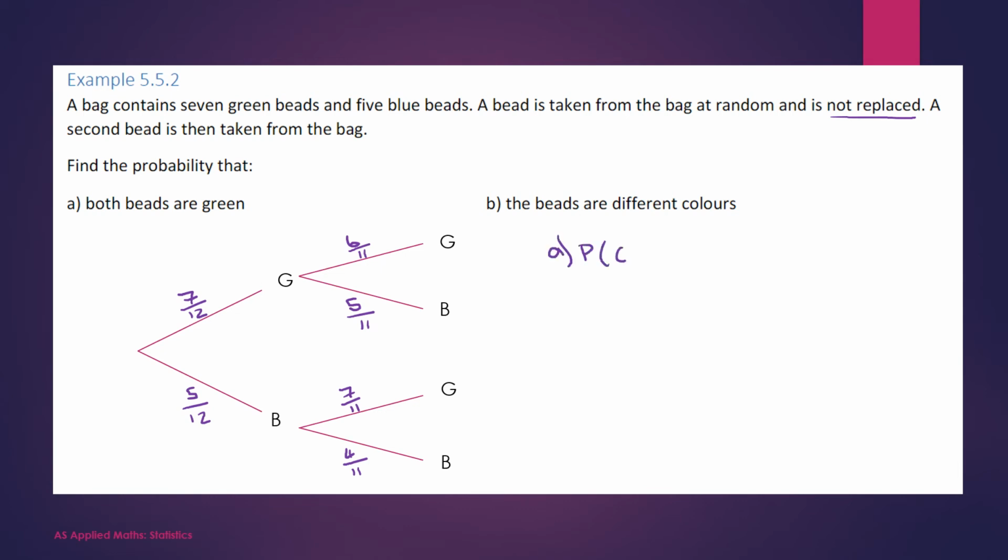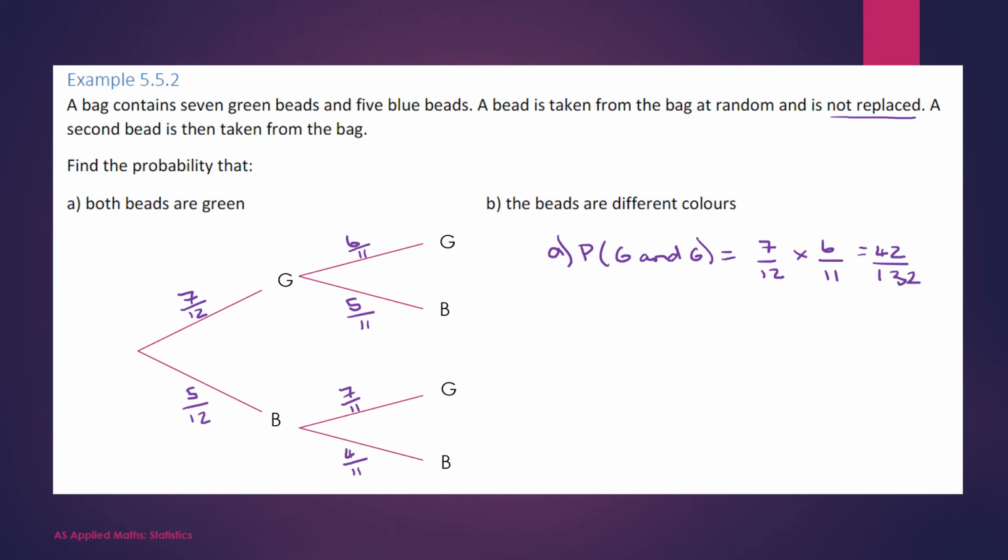Probability that I get a green and a green. So I can just multiply. Remember, we can multiply working across a tree diagram. So we have got 7 out of 12 times 6 out of 11, which is equal to 42 out of 132. I can multiply them.